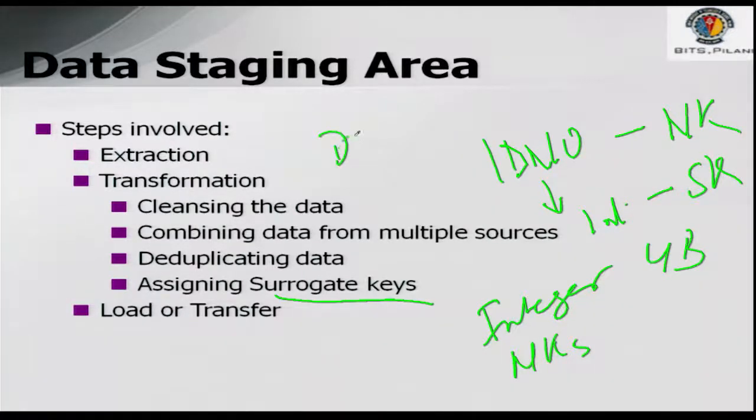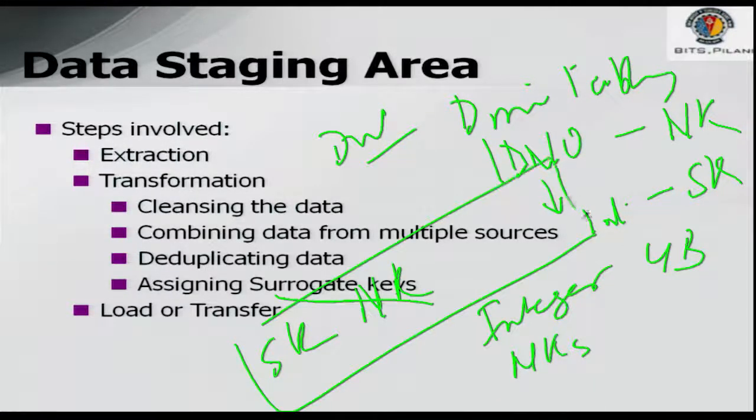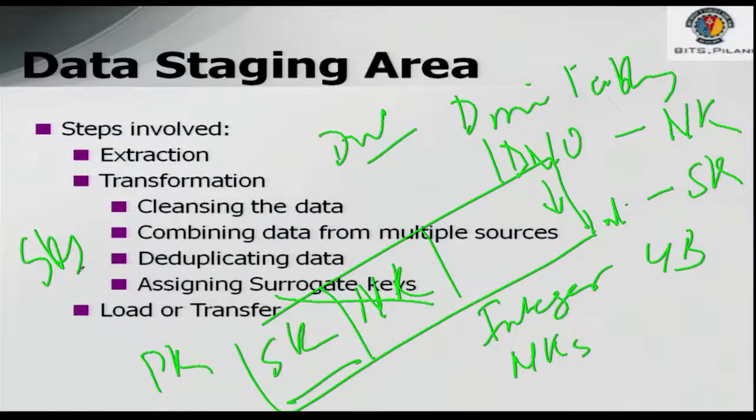And in the data warehousing environment, in the dimension tables, both the surrogate key and the natural keys coexist. The surrogate key is the primary key for the dimension tables, but the natural keys are also there. And in the fact tables, only the surrogate keys exist. So that's how surrogate keys are used, and they play a very, very important role in data warehousing.